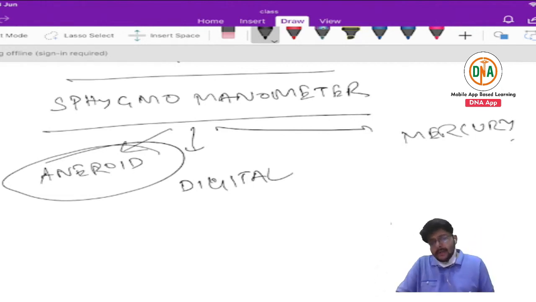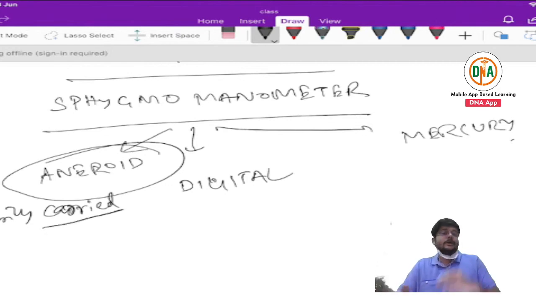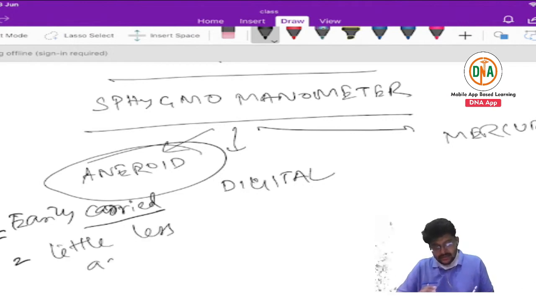The good thing about the aneroid sphygmomanometer is that it can be easily carried from one place to another, and it doesn't contain any heavy metal, so there is not much chance of heavy metal poisoning or any environmental hazard. But the bad thing, or the problematic thing, regarding the aneroid is that it's a little less accurate. That is important about the aneroid sphygmomanometer.